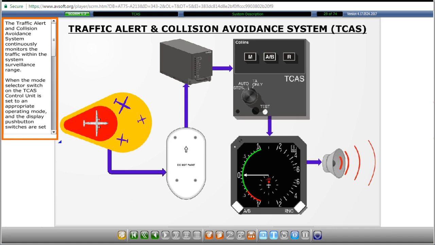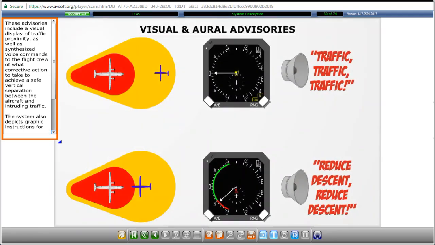When the mode selector switch on the TCAS control unit is set to an appropriate operating mode, and the display push button switches are set to an appropriate VSI TRA display mode, the system searches the surrounding airspace and analyzes traffic information within the prescribed range. If the system detects traffic penetration into the protected airspace around the aircraft, a traffic or resolution advisory is issued to the crew. These advisories include a visual display of traffic proximity, as well as synthesized voiced commands to the flight crew of what corrective action to take to achieve a safe vertical separation between the aircraft and intruding traffic.